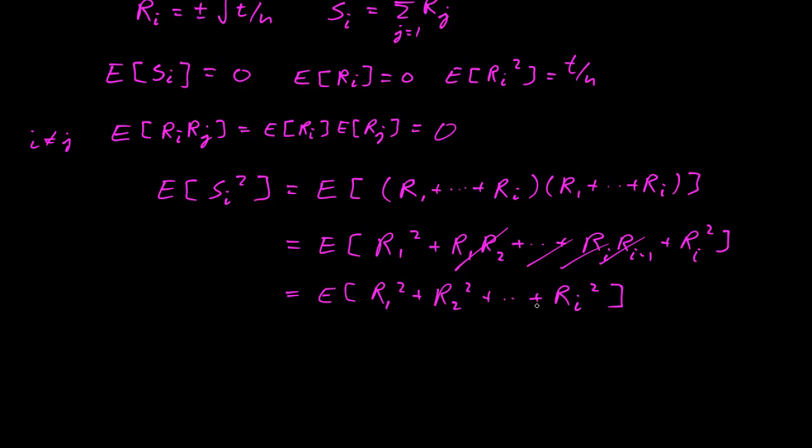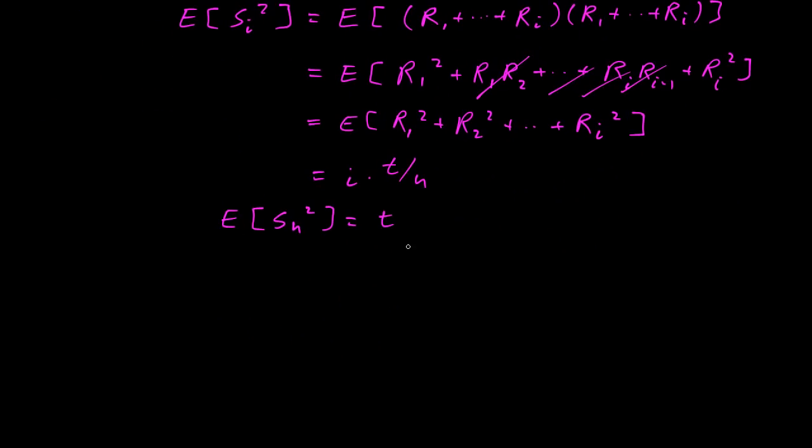So we're left with the squared terms here. And each one will be t over n. We have i of them, so we'll have i times t over n. And then in particular, the expected value of Sn squared will be t. So that's interesting. Now for the Brownian motion part, we want to take the limit as n goes to infinity.